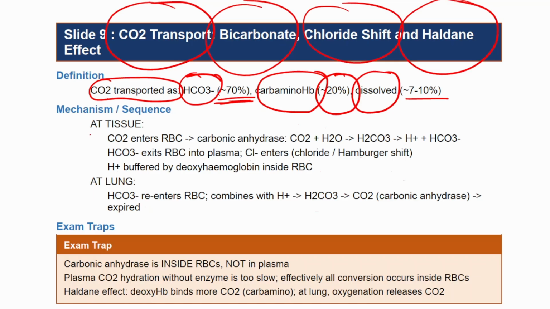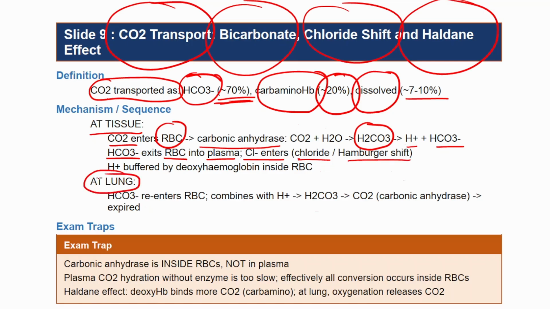And what is the tissue sequence of carbon dioxide transport? First, carbon dioxide enters the RBC. Inside the RBC, we have carbonic anhydrase, and it catalyzes the formation of carbonic acid. Carbonic acid is unstable and weak. That's why it rapidly breaks down into proton and bicarbonate. Bicarbonate exits the RBC and goes into plasma. And in exchange for that, chloride enters, which is known as the chloride or Hamburger shift.